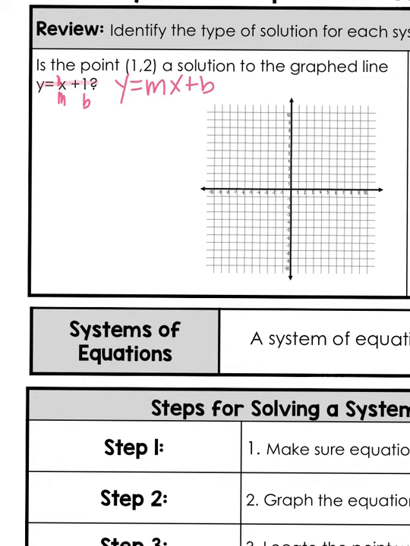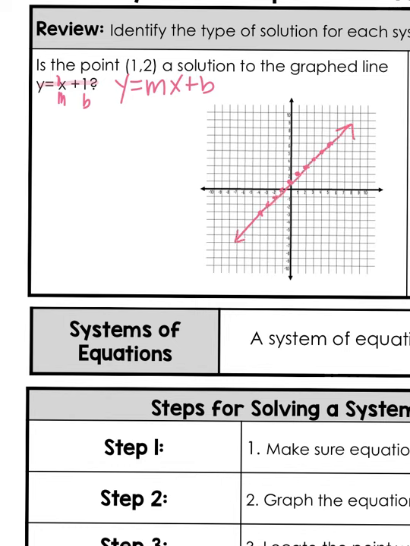And we begin with our b, so I'm going to place a point at 1. And if my slope is 1, I'm going to rise 1, run 1. Rise 1, run 1, and I keep doing that pattern because slope is rise over run. You can also go in the opposite direction, so down and to the left. And remember, the more points, the better.